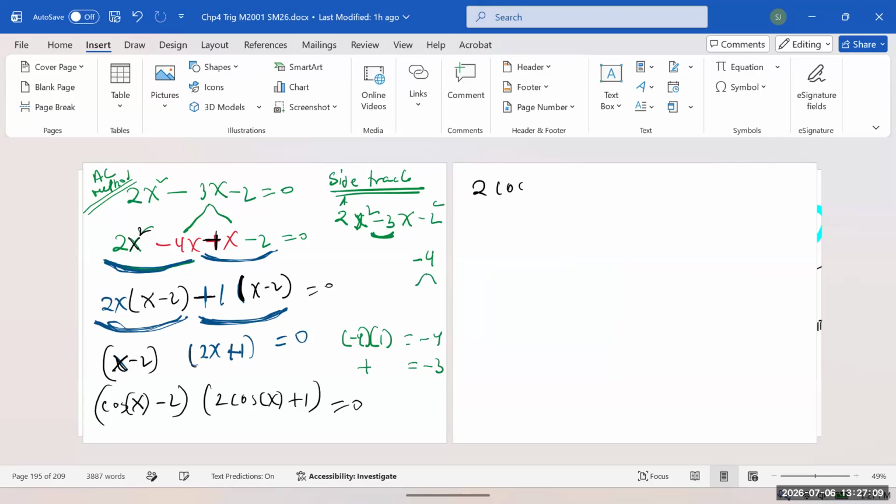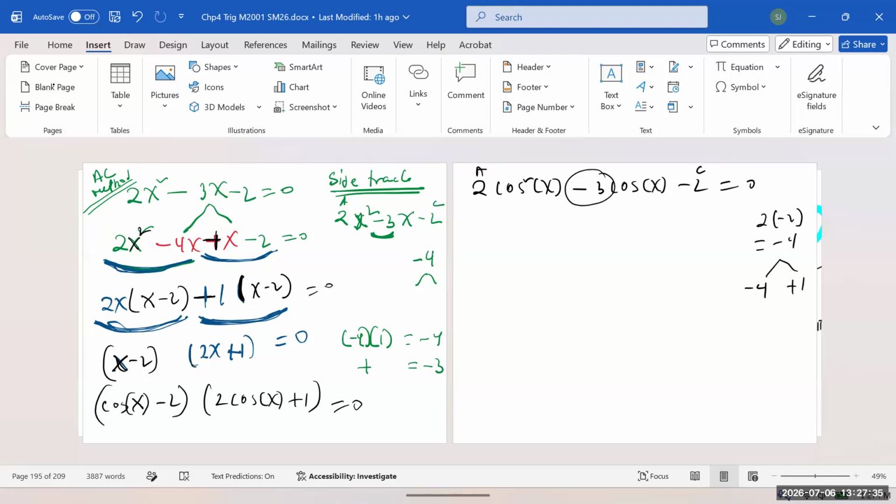So we have 2 cosine squared x minus 3 cosine x minus 2 equals 0. You have to use AC method anyway, A and C. So 2 times negative 2 is negative 4. And we know we have to have negative 4, positive 1 to get this middle 3. At least this part is easy, right? Figuring out the two numbers.